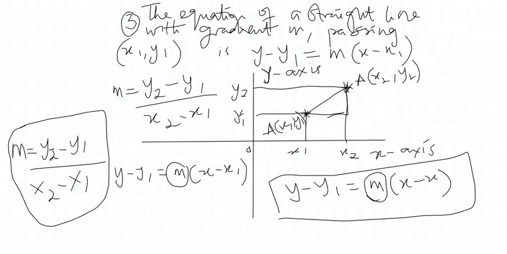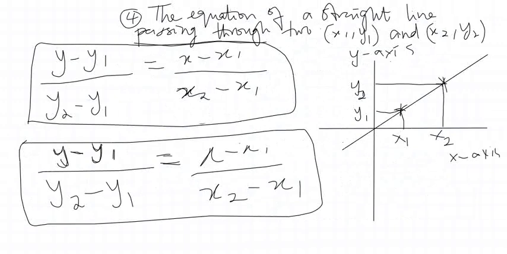Next we looked at number 4, which is the equation of a straight line passing through two points, (x1, y1) and (x2, y2). This is the formula, and I gave them this generic graph to show how it actually looks.